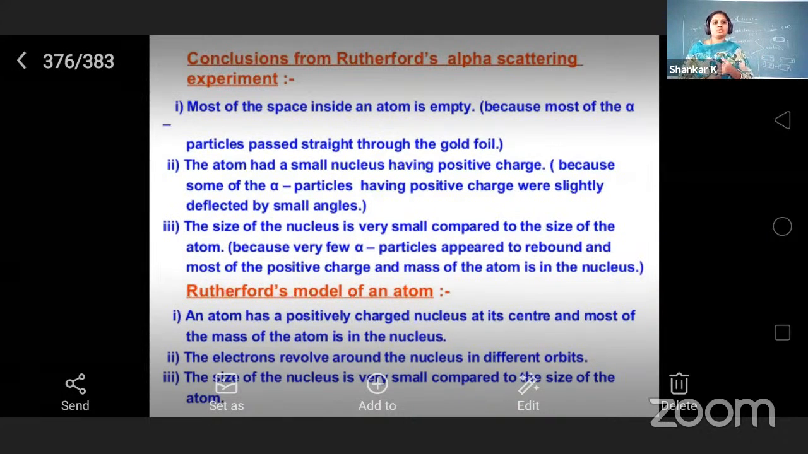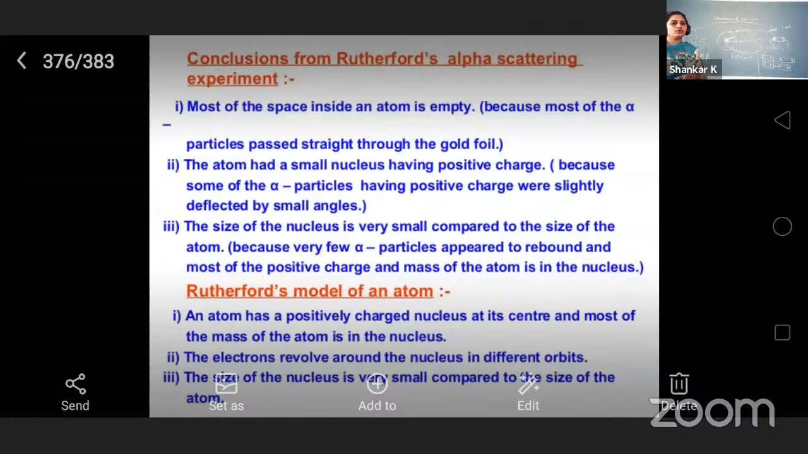So the atom has a small nucleus having positive charge. It has a positive charge in the center of the cell. Because some of the alpha particles have positive charge, they are slightly deflected by small angles. So these are called positive charge bodies. This type of lines represented are positive charge bodies.